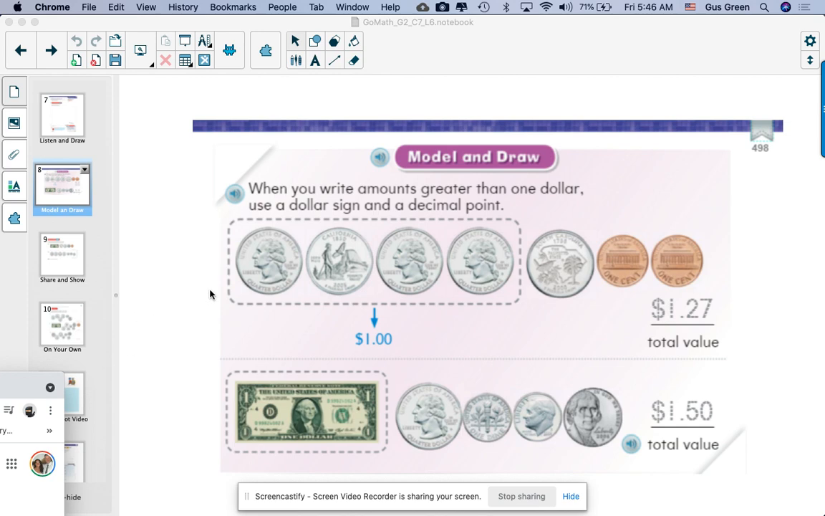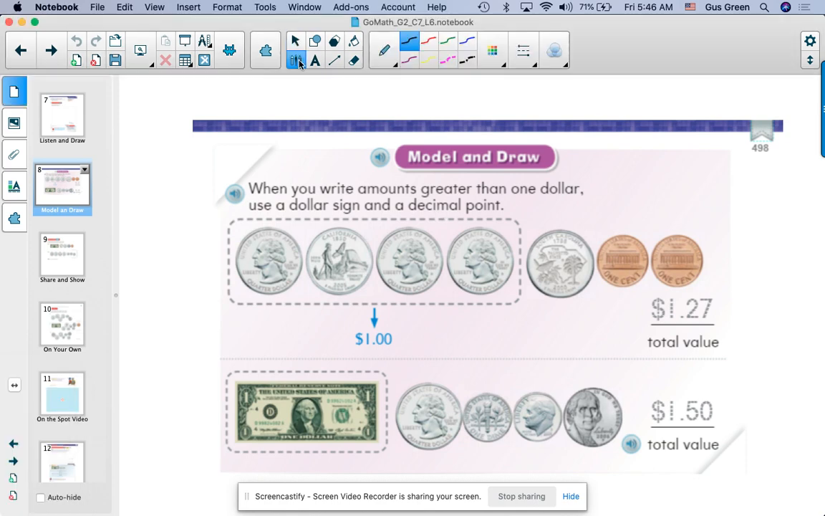We're going to look at lesson 7.6 right now, and we're going to work with money more than a dollar. When you write amounts greater than $1, use a dollar sign and a decimal point. I just want to make sure everybody's clear on that.